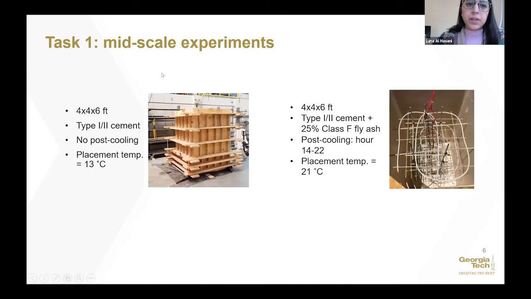So let's start with the first task. In order to see which models work best for mass concrete application, we had two different mid-scale experiments here at Georgia Tech. They were both 4 by 4 by 6 feet in dimensions. The first one was a type 1-2 cement, and there were no cooling measures adopted. As for the second one, it had a blended cementitious paste with 25% fly ash replacement, and we had the embedded cooling pipe system inside, as you can see.